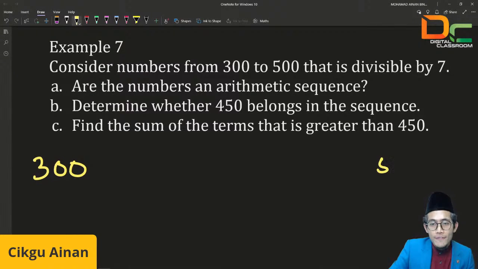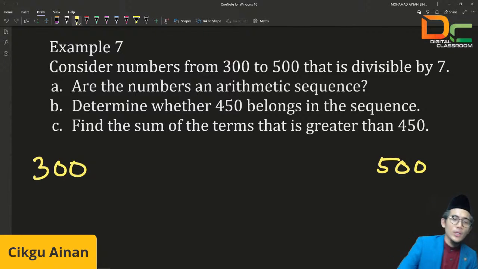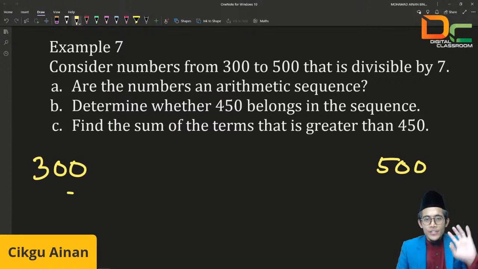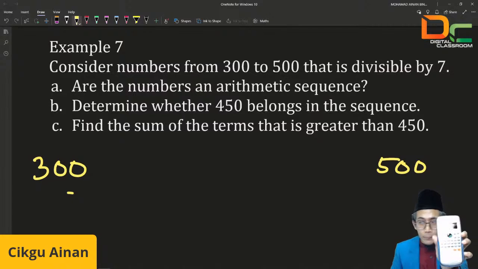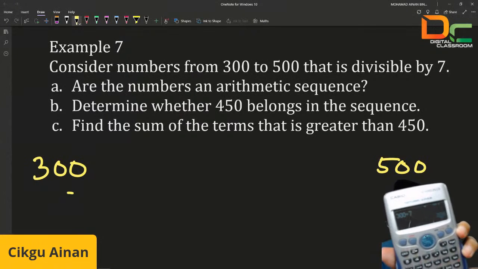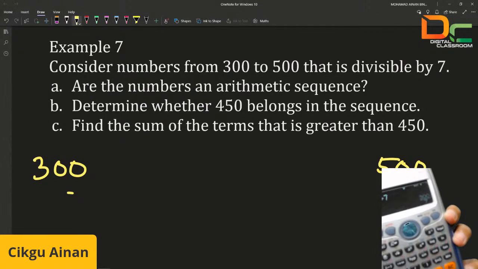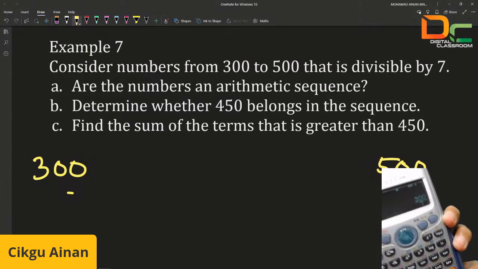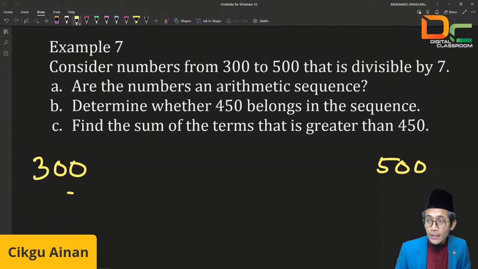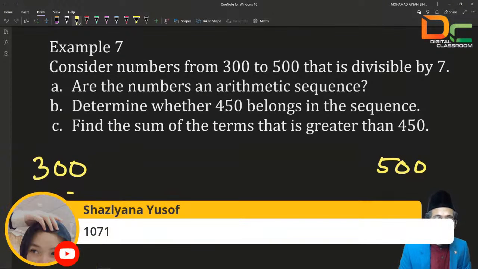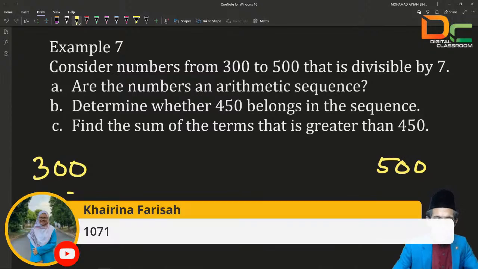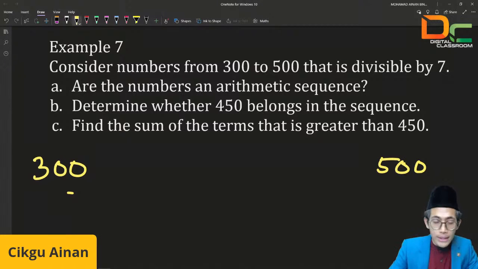300 to 500. Okay, now. So 300 to 500, 300 divisible tak by 7? Tekanlah kalkulator. 300 bahagi 7. Dapat pecahan. If you get the pecahan like ni, nampak? If you get something like this, you see the fraction over there. Okay, then it's not divisible lah. Maksudnya bahagi tu bahagi yang cantik. So 300 over 7 it's not.